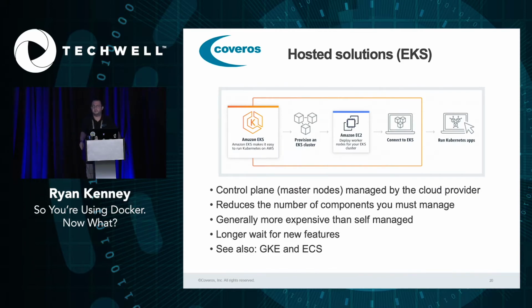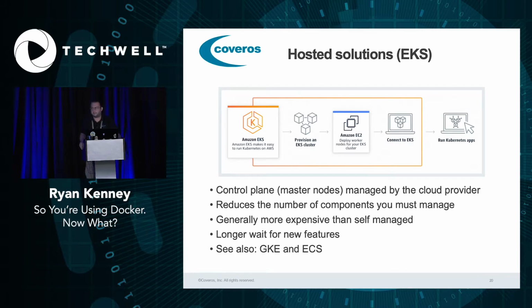All right, so this is more of a series of solutions. There are hosted solutions. So what is that? Essentially, your control plane, that is the Kubernetes master nodes, is managed by your cloud provider. The diagram here at the top is EKS, known as Elastic Kubernetes Service. That is Amazon's hosted Kubernetes. This is cool because it reduces the number of components that you have to manage. So you're no longer worried about, one, creating your control plane, but two, you don't have to worry about making it highly available across multiple availability zones. Amazon does that for you.